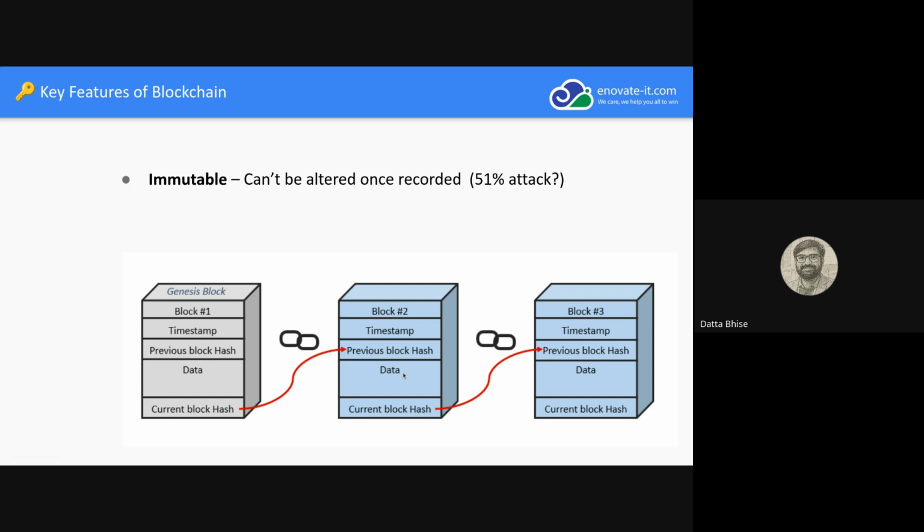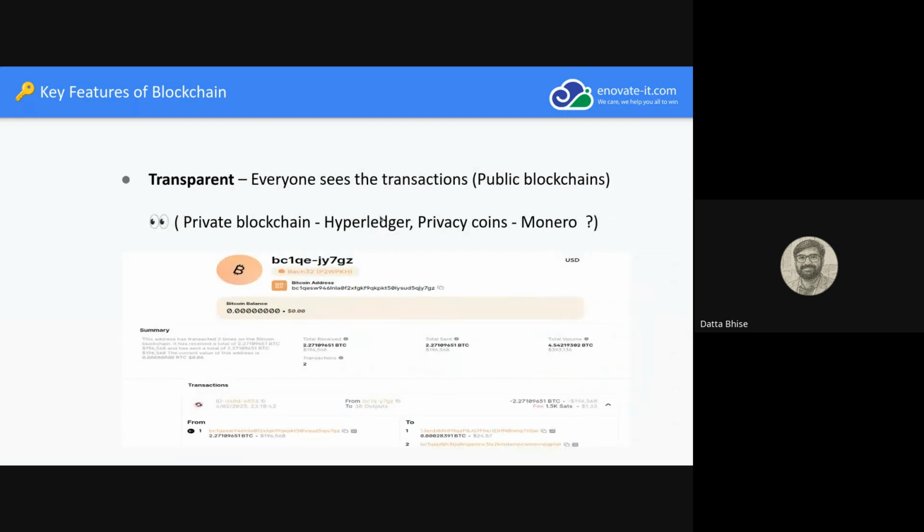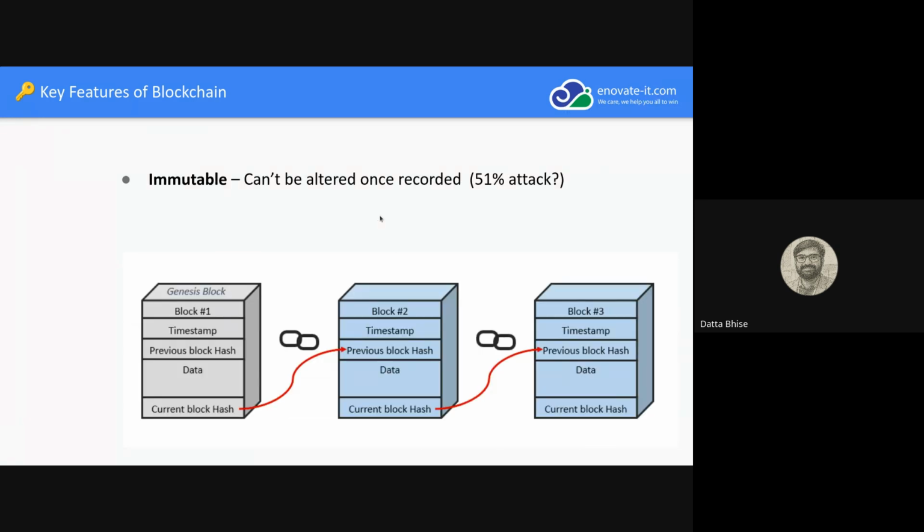what happens if you change the content? Your current block hash will get changed. Miners normally validate blocks, right? So they see this hash is not matching, so they discard this block. This way you cannot break this chain, because the next block has the hash of the previous block. Now in the slide I mentioned the 51% attack. So I said that it cannot be altered, but it can be altered also. So it's two-way.